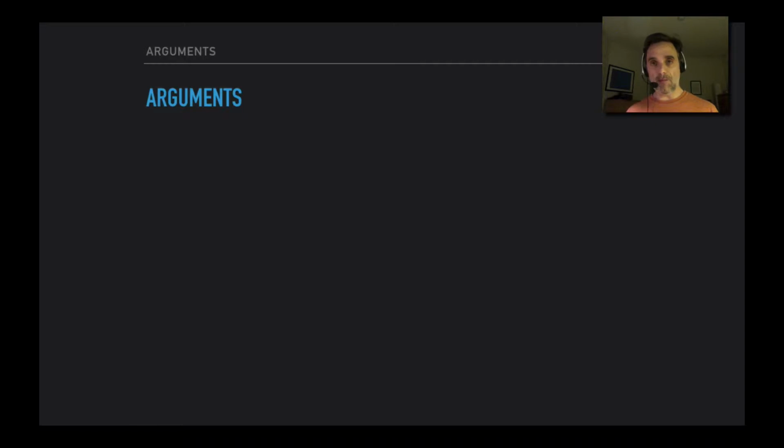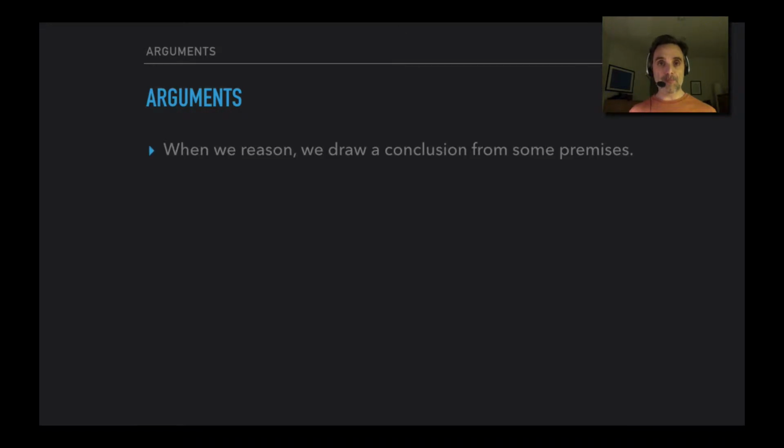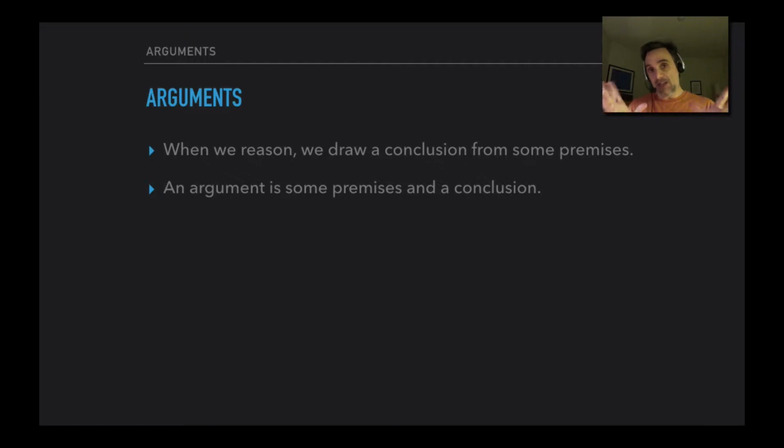Colloquially, by argument, you might mean two people having a disagreement about some idea. But we're using the word argument in a slightly different way. When we reason, we draw a conclusion from some premises, as we just saw, right? The premises were my friend is at the Starbucks or the Coffee Bean, and my friend is not at the Coffee Bean, and the conclusion was my friend is at the Starbucks. So we're just going to use the word argument as a name for the premises and the conclusion together. When we're just saying here are some premises and here's a conclusion, that just is an argument.